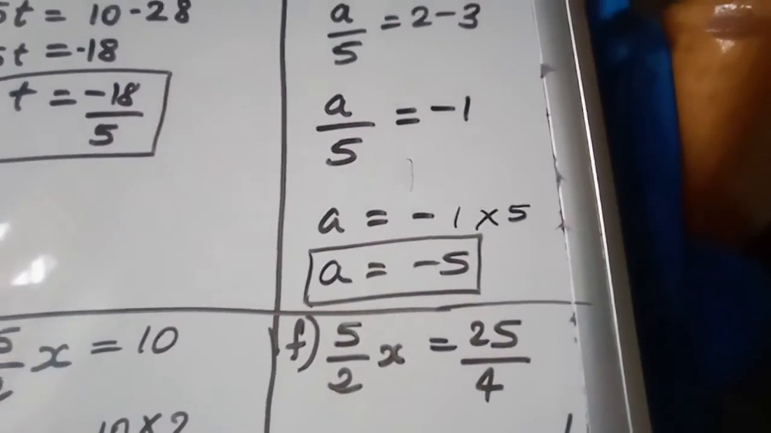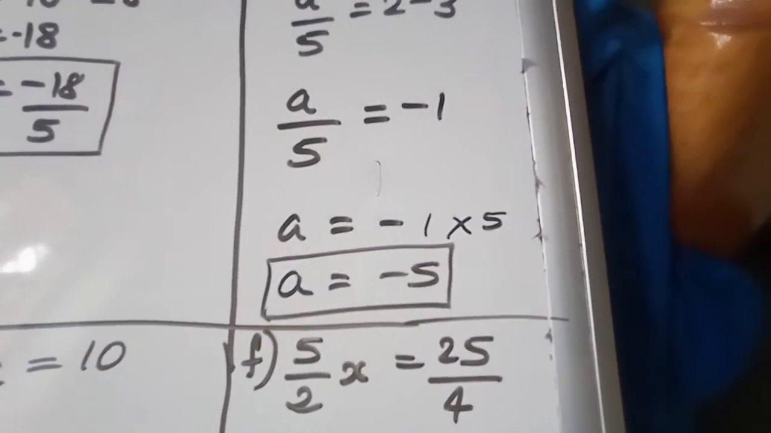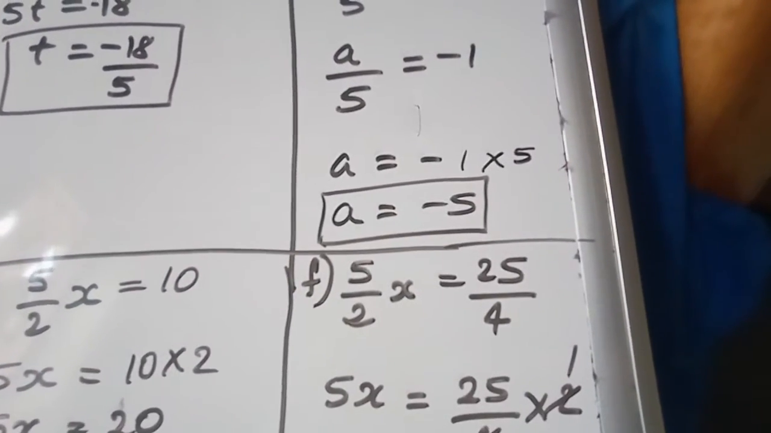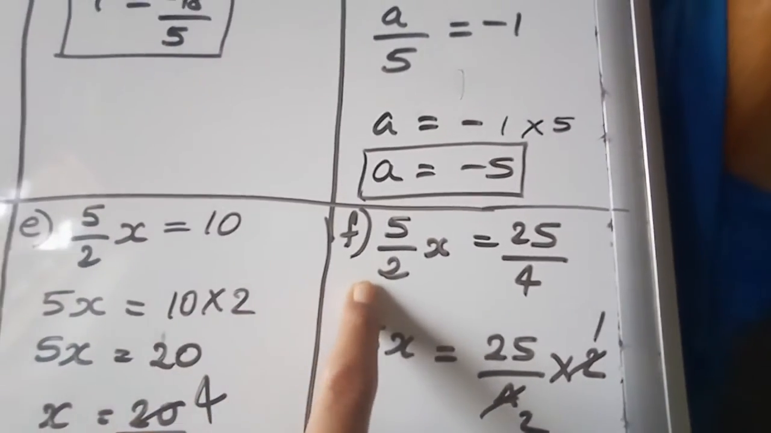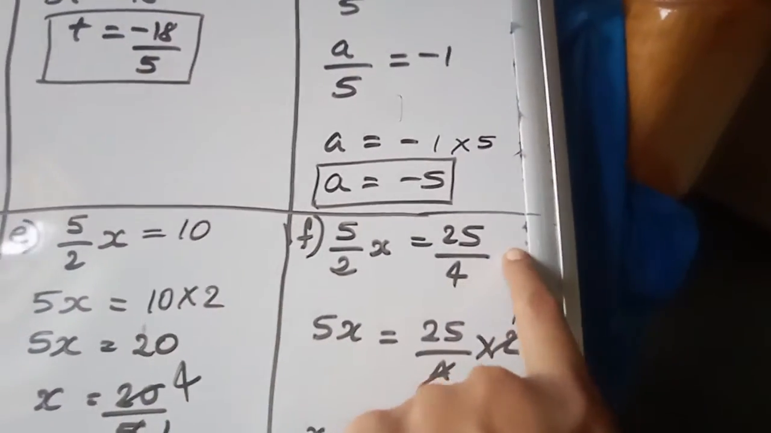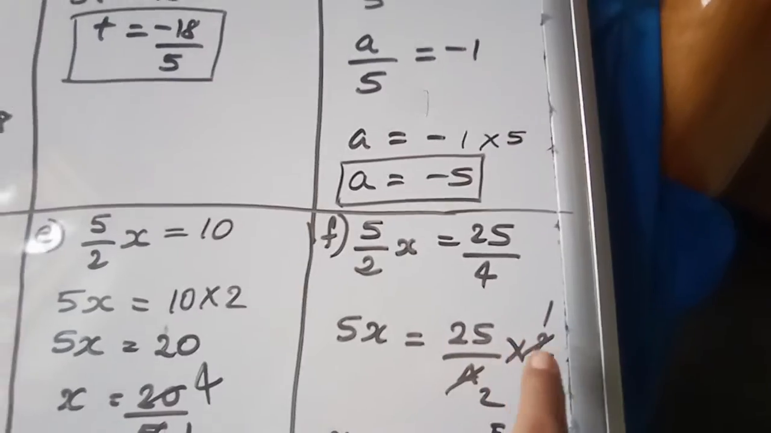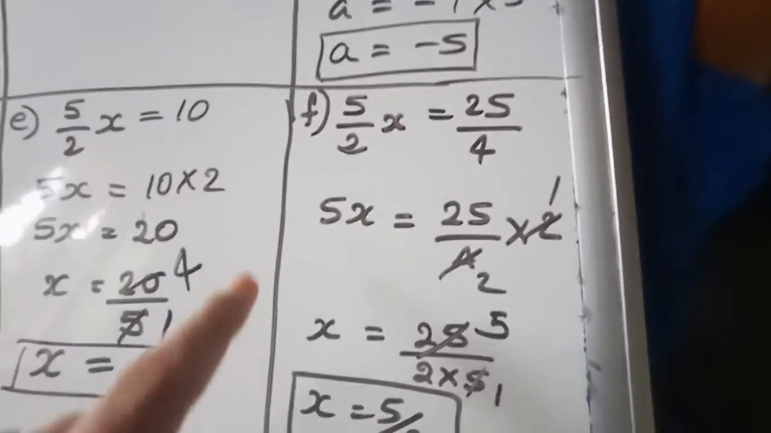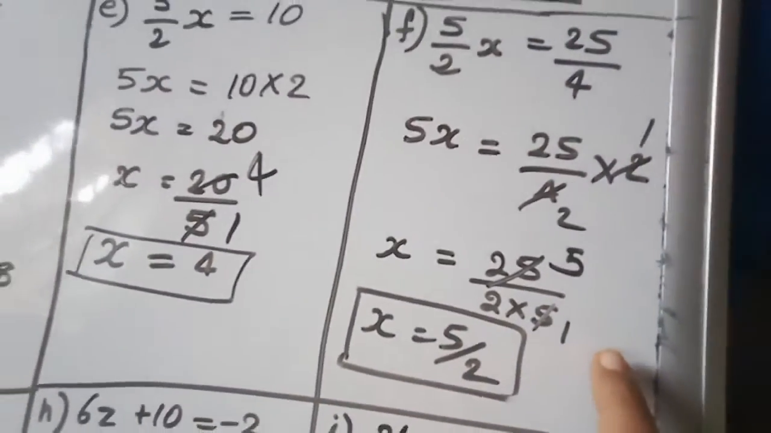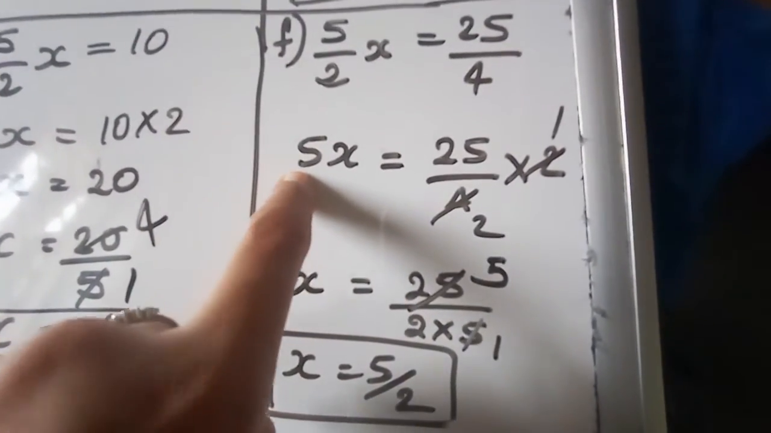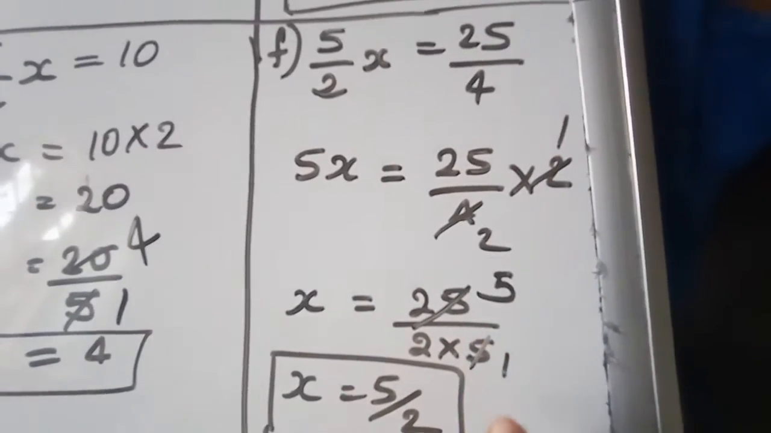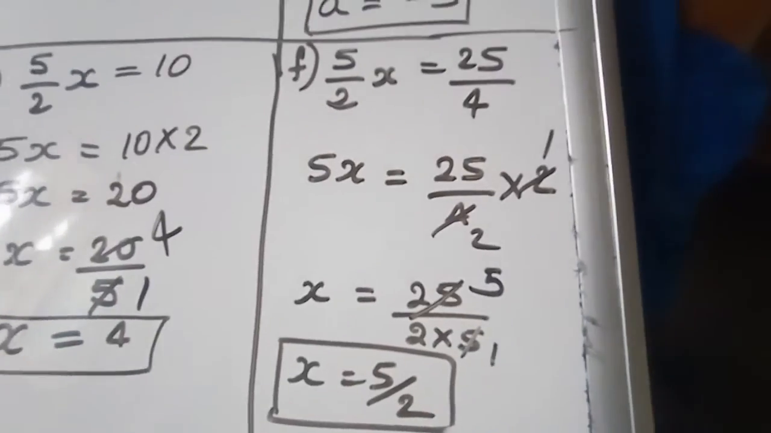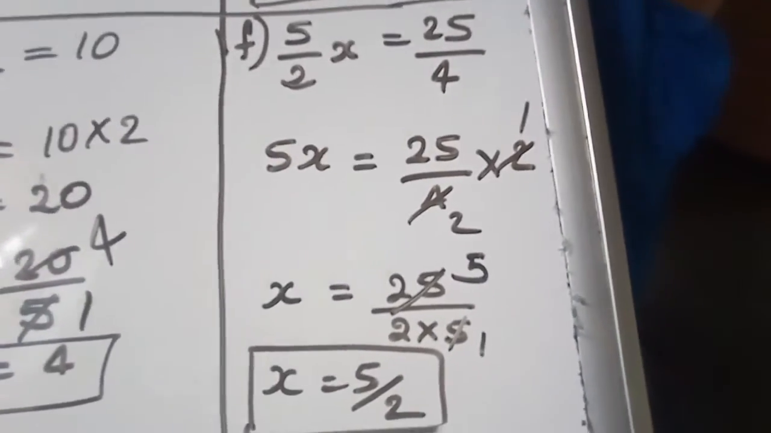Now let us go to the F question. 5 upon 2x is equal to 25 by 4. Now 5x, I am shifting this 2. It is division, so when I am shifting, it becomes multiplication. So 2 1s are 2, 2 2s are 4. Then again 5x is there. If I am shifting 5, multiplication becomes division. 5 1s are 5, 5 5s are 25. So what is left out? 5 and 2. So x is equal to 5 by 2.